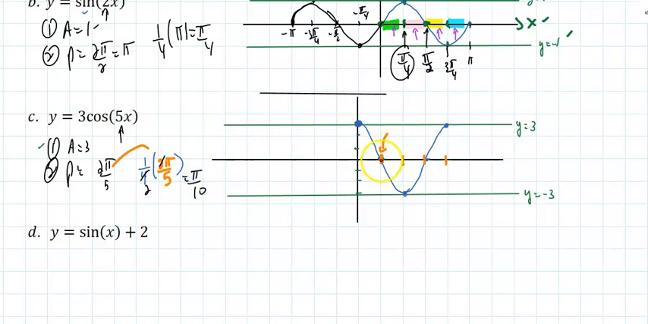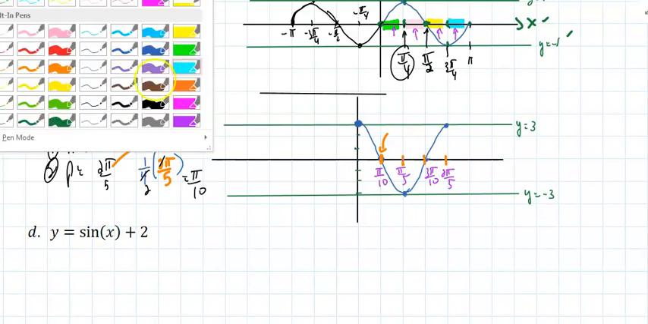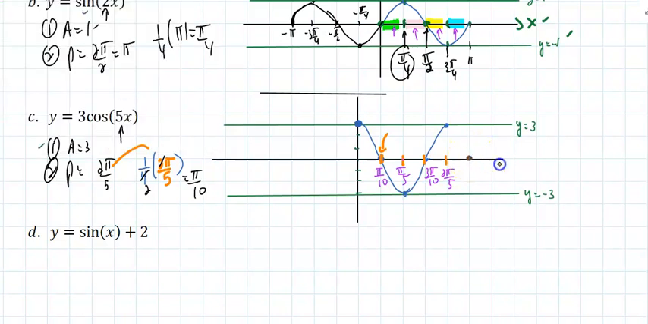That's pi over 10. Once I establish that this is 1 pi over 10, this is 2 pi over 10. This is 3 pi over 10. And this is 4 pi over 10. And if I was to ask for another period, let's say this time to the right. Another full cycle to the right.